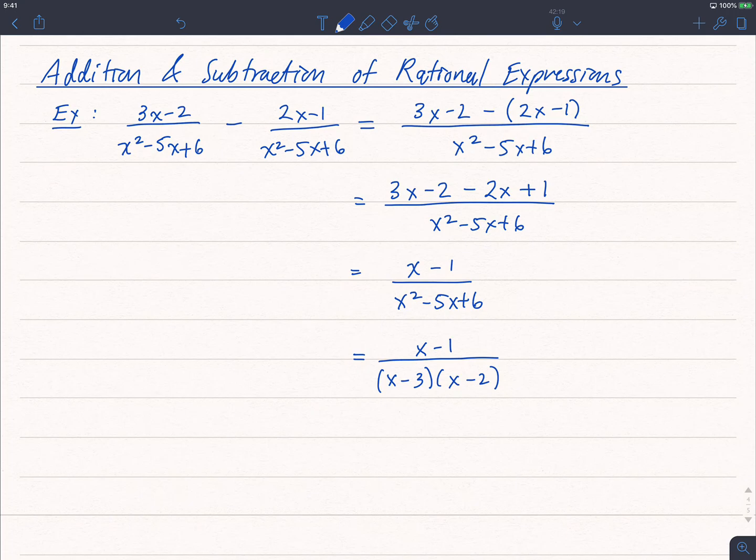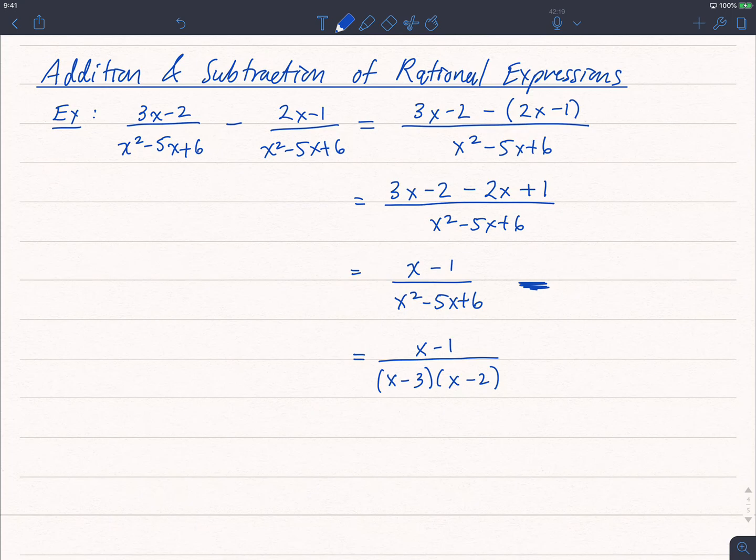And I just did that so that we remember to get into the habit of factoring things, in case we are able to cancel with something in the numerator. Now in this case, we only have an x minus 1 in the numerator, which doesn't cancel with either x minus 3 or x minus 2, but in future problems, we may get to the end here and see that we can still factor and cancel some terms.